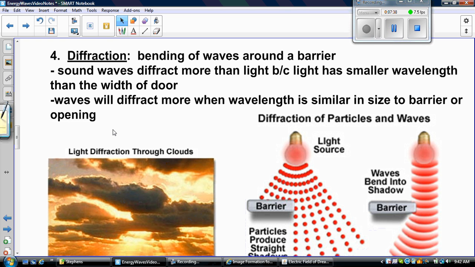So that's why if there's a crack in the door, you can hear people's voices on the other side, because sound waves have a smaller wavelength, so they can actually bend around the door a lot easier than light can. Okay, waves will diffract more when wavelength is similar to the size of the barrier opening.